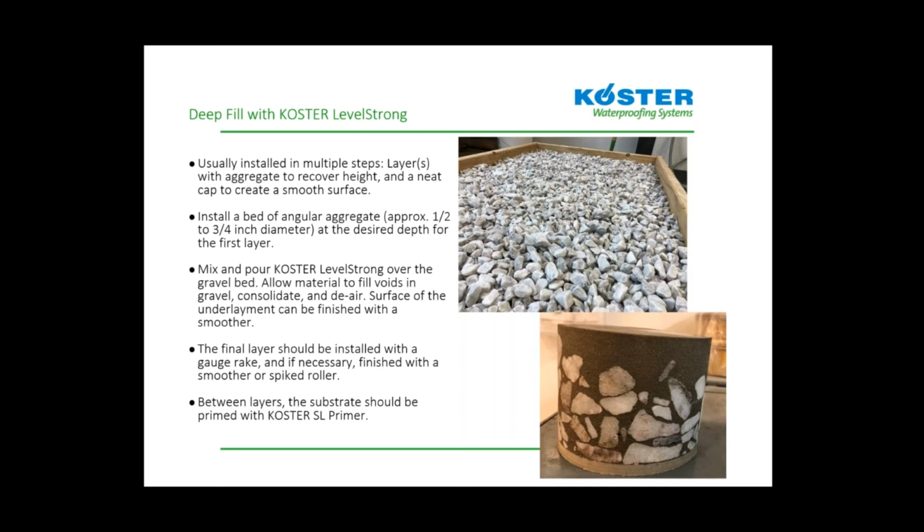The pictures here: the top picture is obviously a prop and a mock-up that we performed. That's the picture of the stone laid out, not compacted, just laid out and screeded to level. And the picture on the bottom is a core that was taken out of the Level Strong, poured at 3.5 inches actually. So the entire height was 3.5 inches. The aggregate was poured down to set at 3 inches.